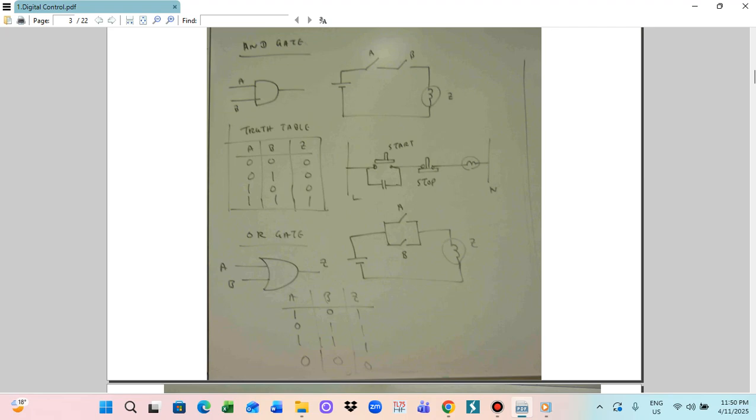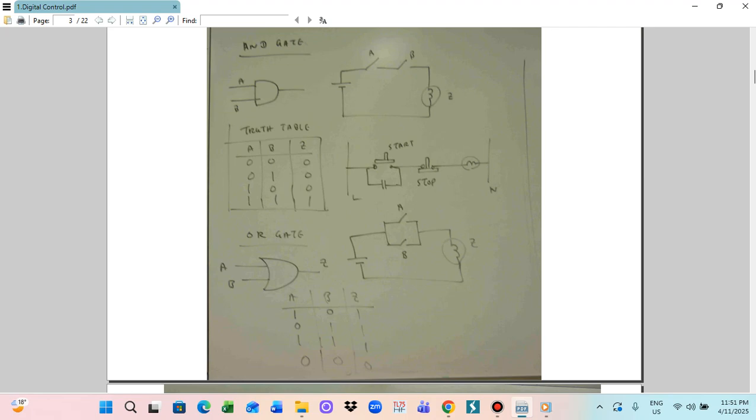The truth table has A, B, and Z. A0, B0, Z0. A0, B1, Z0. A1, B0, Z0. And then A1, B1 with Z1. So this is the truth table for the AND gate. We have to switch on both switches to get the output.